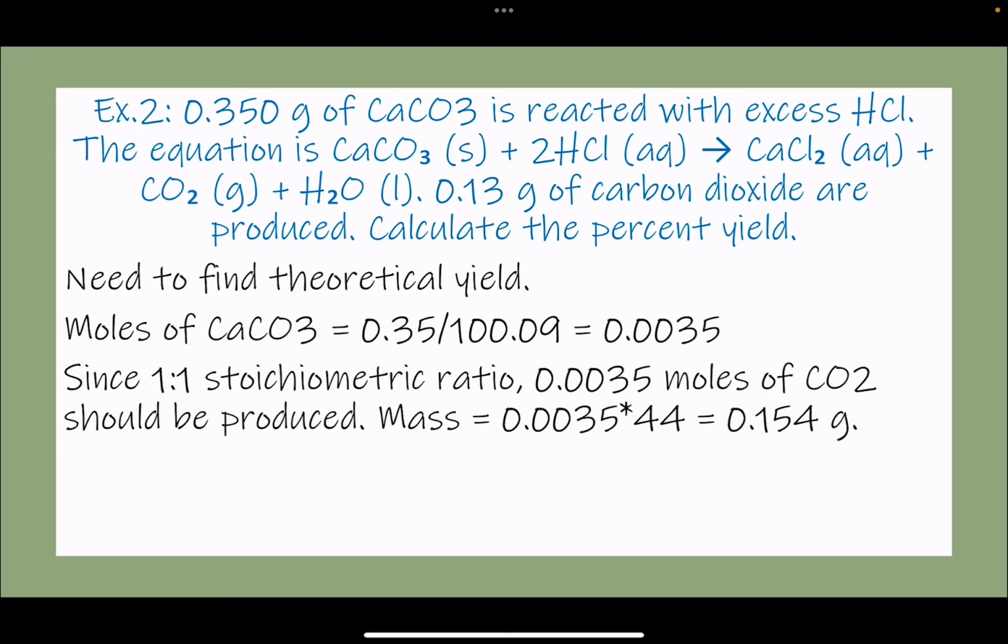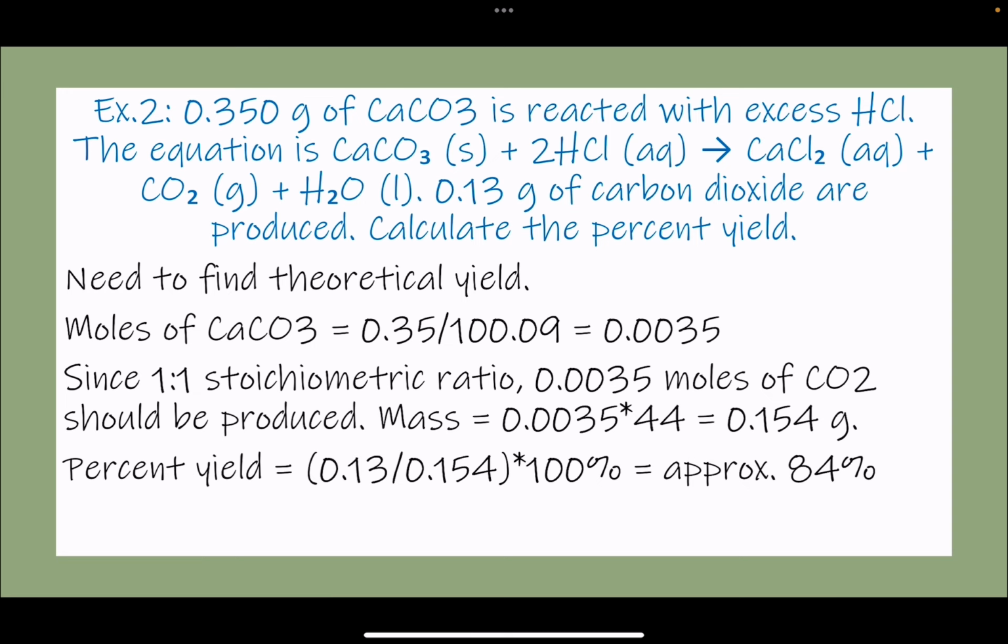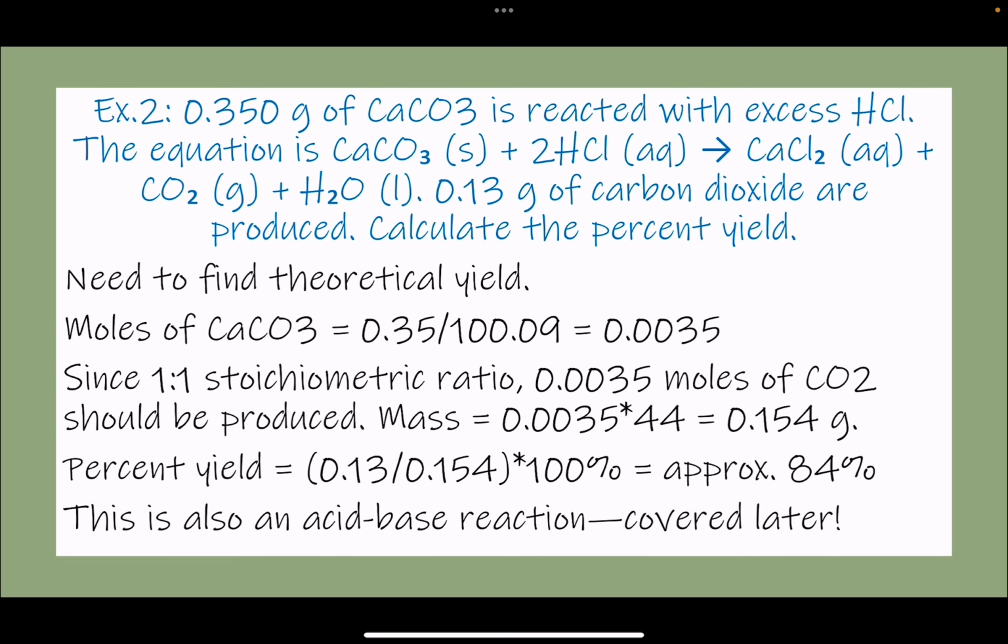Percent yield is equal to the actual yield divided by the theoretical yield, all multiplied by 100. So dividing 0.13 by 0.154 and multiplying the result by 100 gives us a percent yield of about 84%. This question is an example of an acid-base reaction, which makes it a little different from the aqueous reactions that we have focused on thus far. However, we will discuss acid-base reactions in detail later, so this is a quick preview. The underlying solution stoichiometry is still identical.